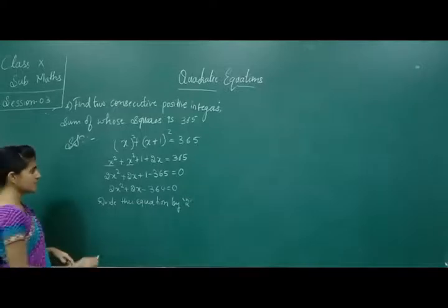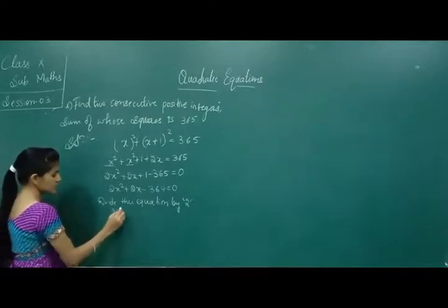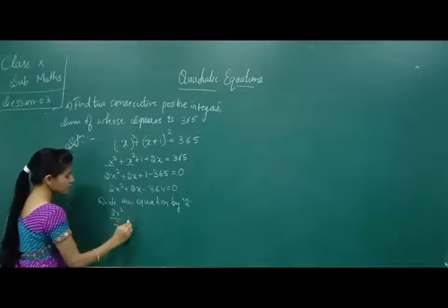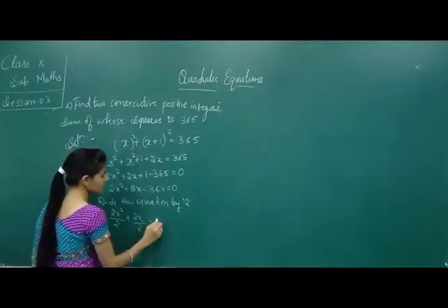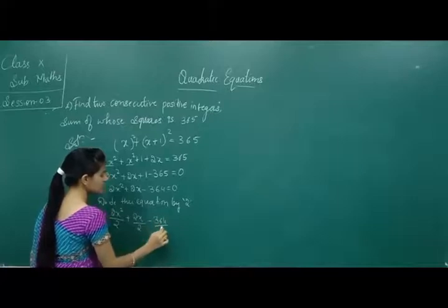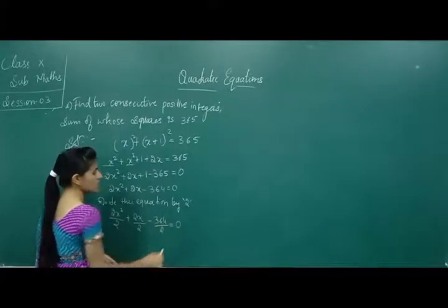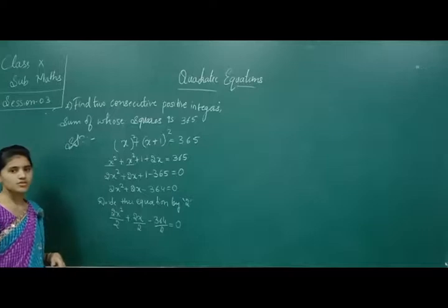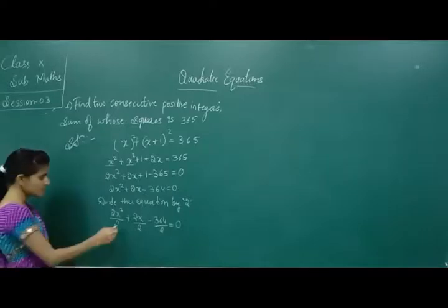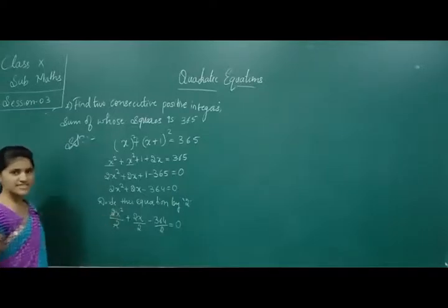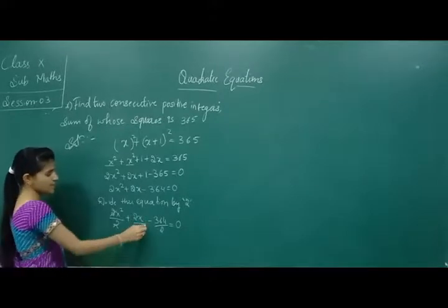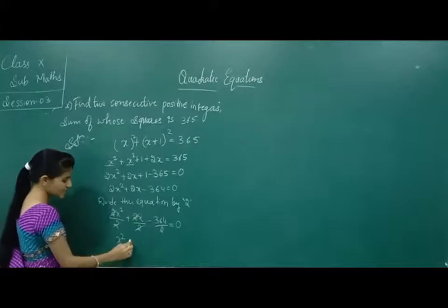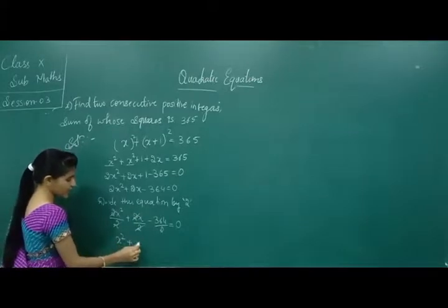Then what will I get? That is 2x square divided by 2 plus 2x divided by 2 minus 364 divided by 2, equal to 0. Okay. Next, 2 and 2 are going to get cancelled, right? I am going to get x square. Again 2 and 2 get cancelled. I am left with x.